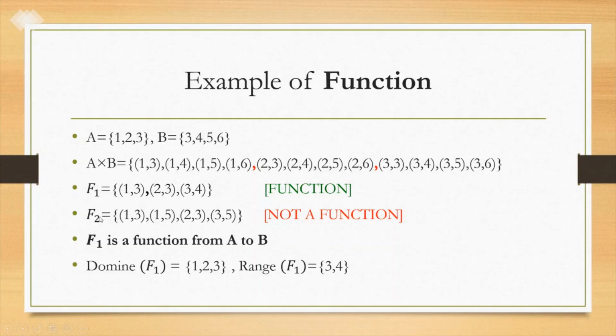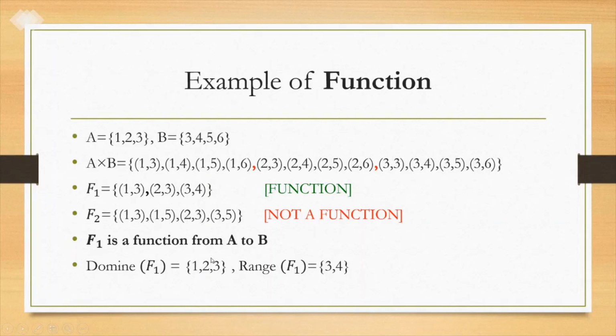Okay, so consider F2. It's a subset of A cross B, so of course F2 is a relation from A to B. So yeah, 1 has image 3, 1 has image 5. So which means what? Here 1 has two images, 3 and 5. So it is not a function, right? So F1 is a function from A to B, but F2 is not a function. Why is F2 not a function? 1 has two images, 3 and 5. So F2 is not a function. So F1 is a function.